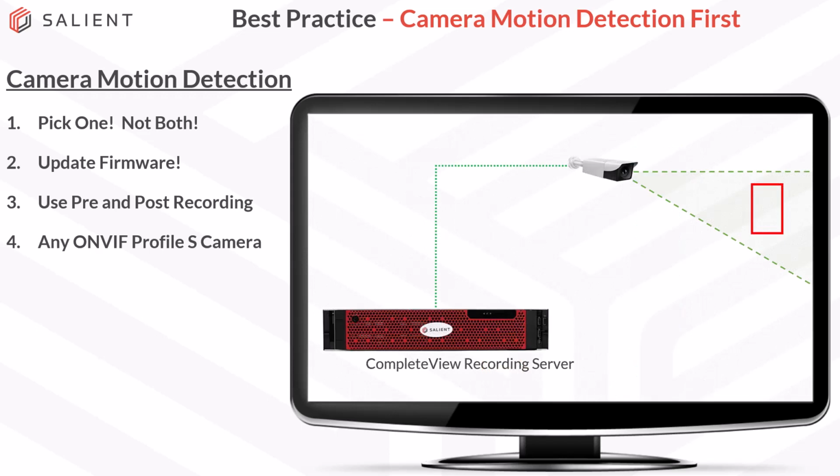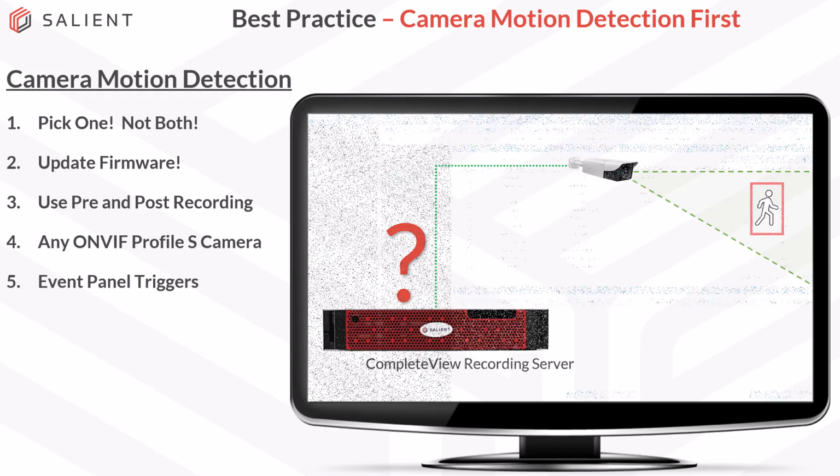Our last topic for camera motion detection is event panel triggers. When you configure a camera to detect motion, the camera sends each detection to CompleteView as an event notification. In order for CompleteView to record your video based on a camera-generated event, you have to tell CompleteView how to respond when that event is received.